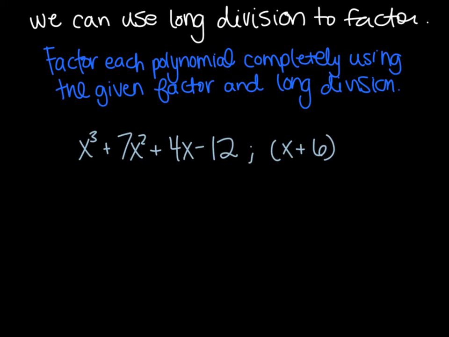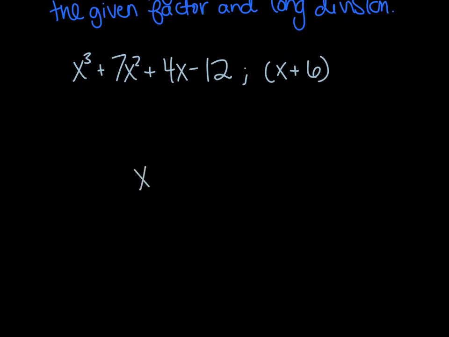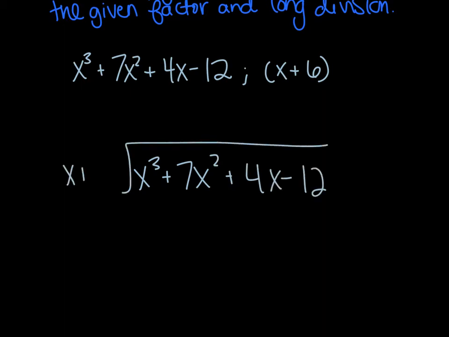The first thing we want to do is rewrite our equation. So we have x cubed plus 7x squared plus 4x minus 12, and we want to divide that by x plus 6. Now, when we're using polynomial long division, we are only concerned with what is happening with this term right here. So when we're asking ourselves how many times does this go into our polynomial, we want to ask ourselves how many times does x go into x cubed. What times x is going to give us x cubed? We know that it's going to be x squared. So we can put an x squared right here.